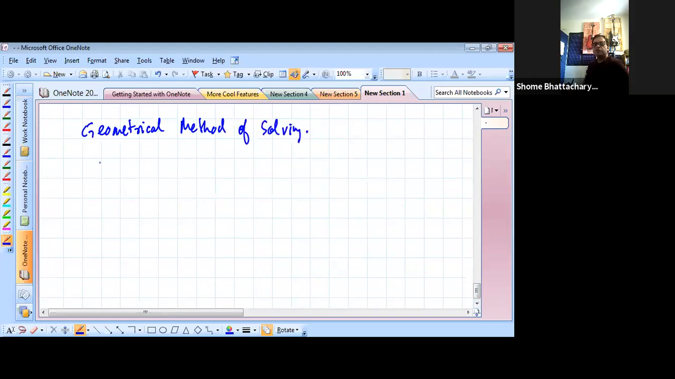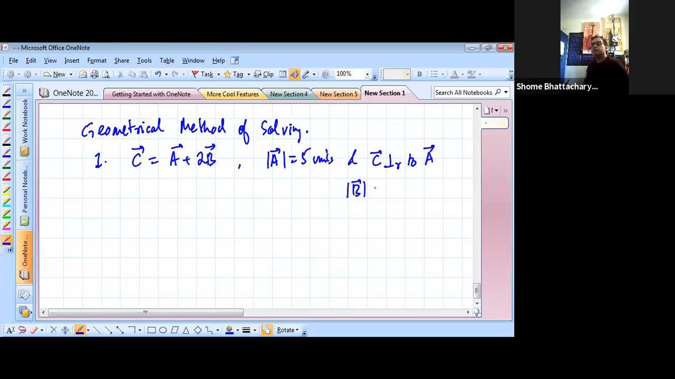So in the geometrical method of solving, the first triangle that I'll solve will be this one, that C is equal to A plus 2B, where we know that magnitude of A is 5, and we also know that C is perpendicular to A. You know that magnitude of B is, suppose, capital B, that is unknown, and the angle between A and B is unknown.